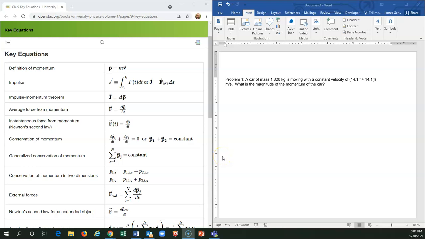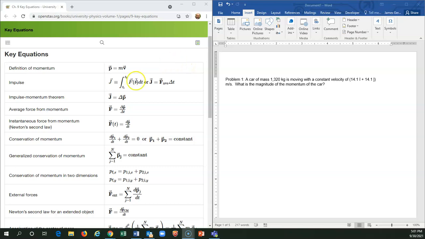Going to do a quick overview of the key equations in chapter 9 for linear momentum. First, there's simply the definition of momentum, which is mass times velocity. So some object moving at some velocity vector has a momentum that's simply given by the mass times the velocity.